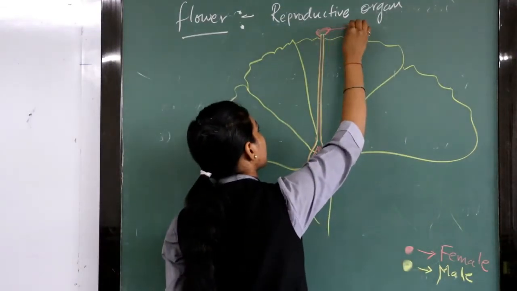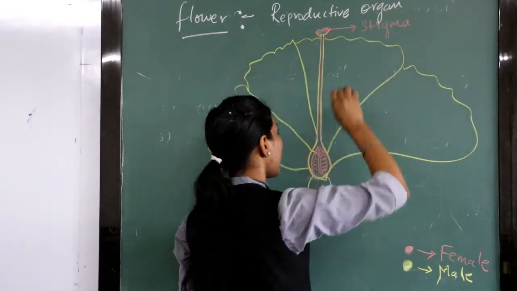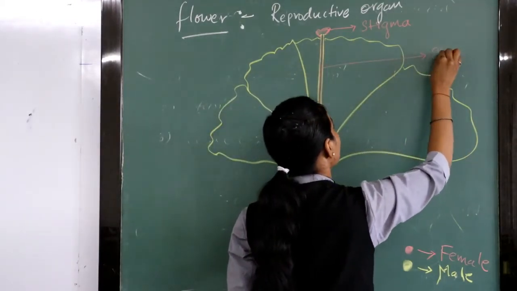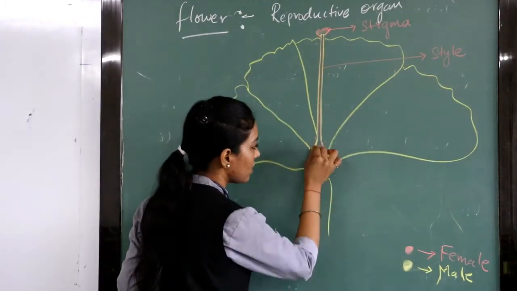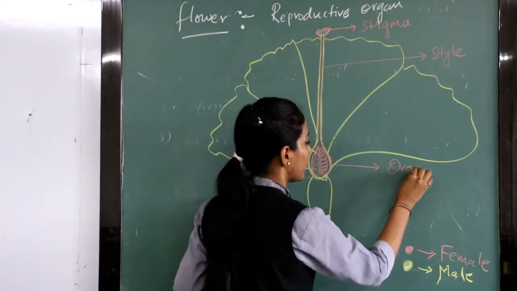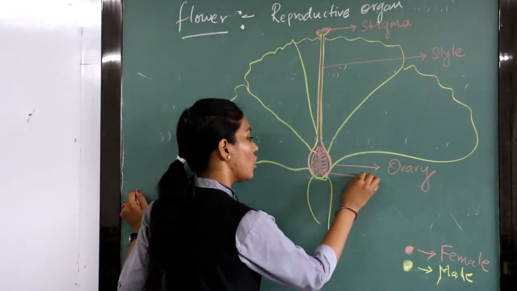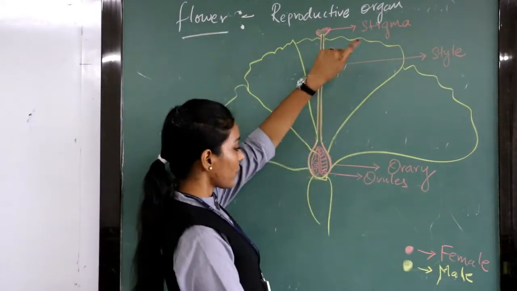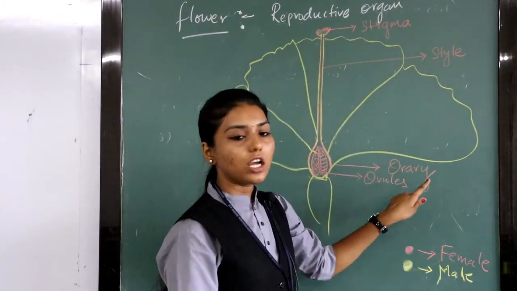In the female part, first this one is called the stigma. Okay. Then the long slender tube-like structure is called the style. And the third one, this pink color oval-shaped structure, is called the ovary. And the small dotted seed-like structures are called ovules. Ovules are part of the ovary only. So the female part of a flower consists of what? Three main things, that is stigma, style and ovary.